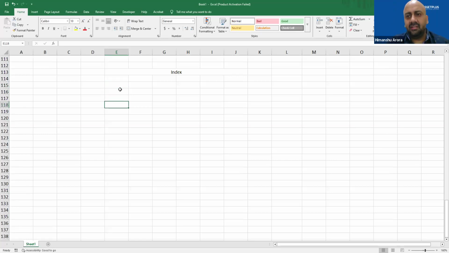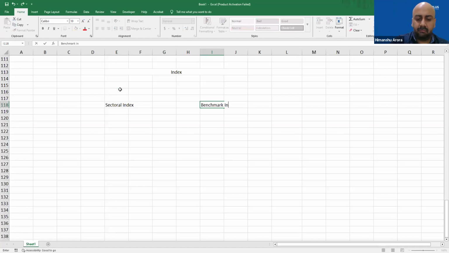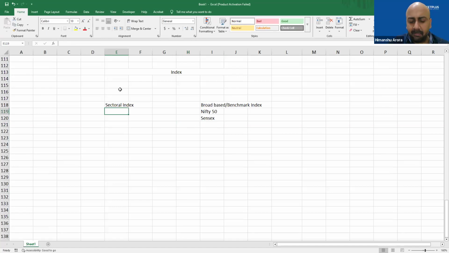So based on this, the index can be of two types. One, sectoral index. Second, benchmark index or broad-based benchmark index. An index that comprises of all the sectors is called broad-based index or benchmark index. For example, Nifty 50. For example, sensitive index. Any other index that you can think of? Benchmark example?